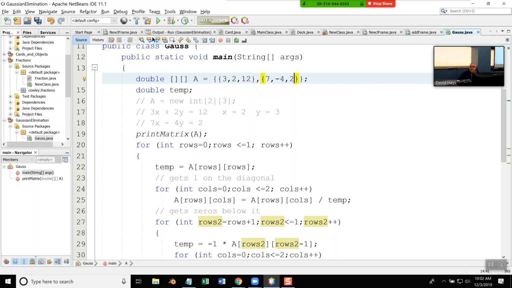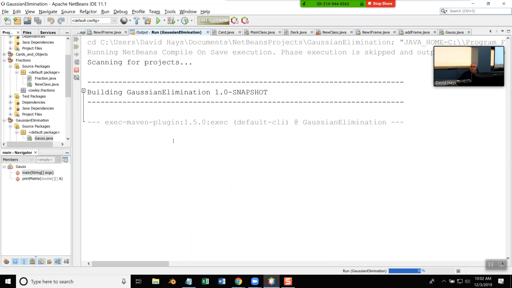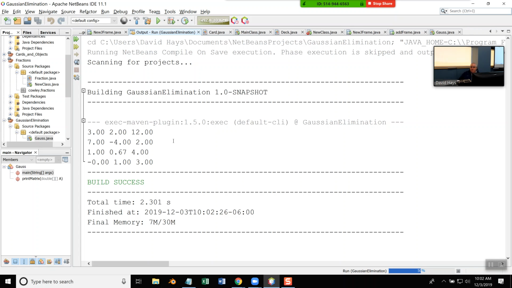And it should give us y is equal to 3 now. So let's see if that's a true statement. Yep, y is equal to 3. Now that's the Gaussian elimination, where you could go then do a backward substitution and so forth.